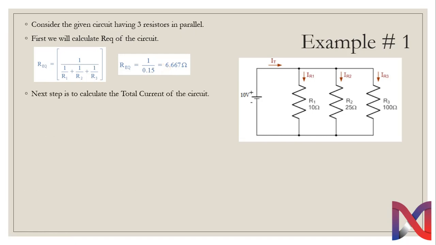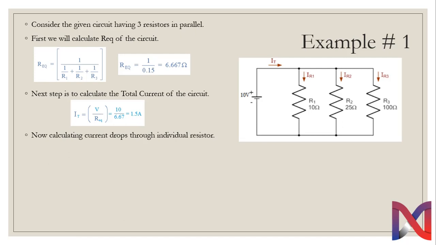Now the first step is to calculate the total current or equivalent current of this whole circuit, or the current entering into the first node. It can be calculated through Ohm's law. IT is equal to V divided by R equivalent. So we get 10 divided by 6.67. We have 1.5 amperes.